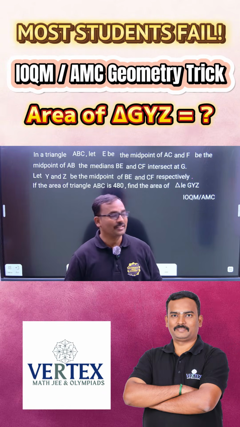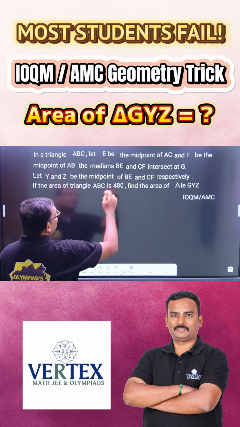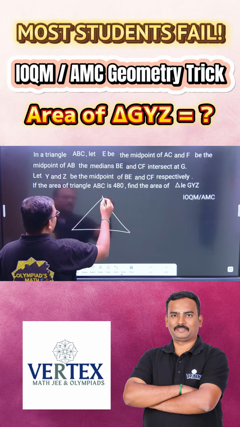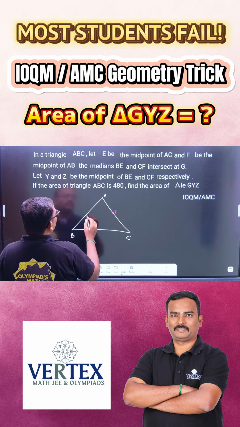Today we are going to discuss very interesting IOQM questions. In triangle ABC, E is the midpoint of AC. Let me take triangle ABC. E is the midpoint of AC. Let's take here E, and F is the midpoint of AB.